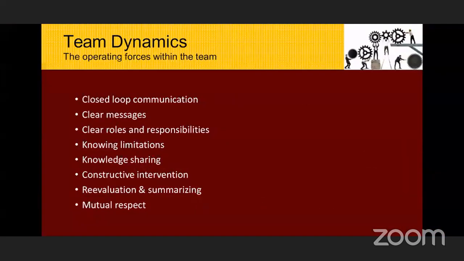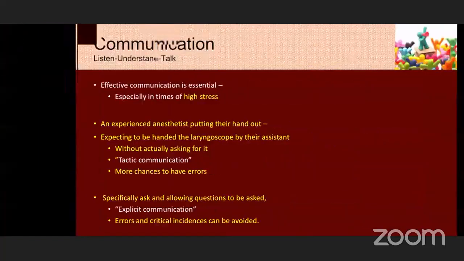While we are talking about team dynamics, these are basically the forces which are operating within the team. And to have effective team dynamics, there are certain characteristics which are the basics of a good team dynamic, which include closed loop communication, clear messages, clear roles and responsibilities, knowing limitations and knowledge sharing, constructive intervention, re-evaluation and summarizing, as well as mutual respect.